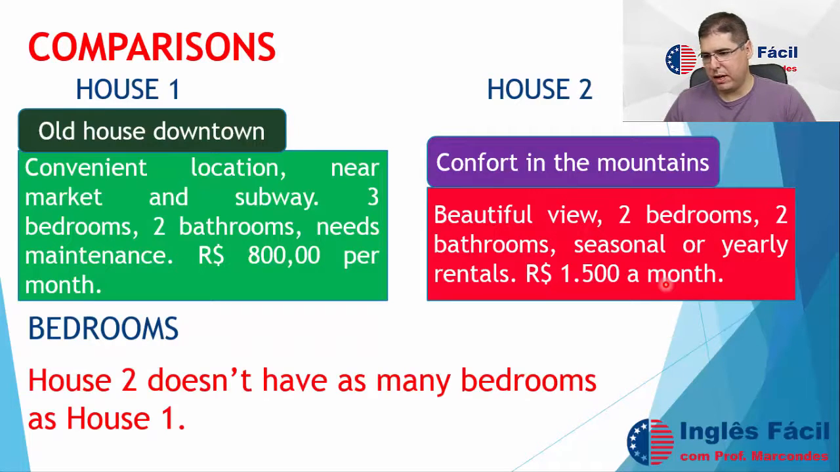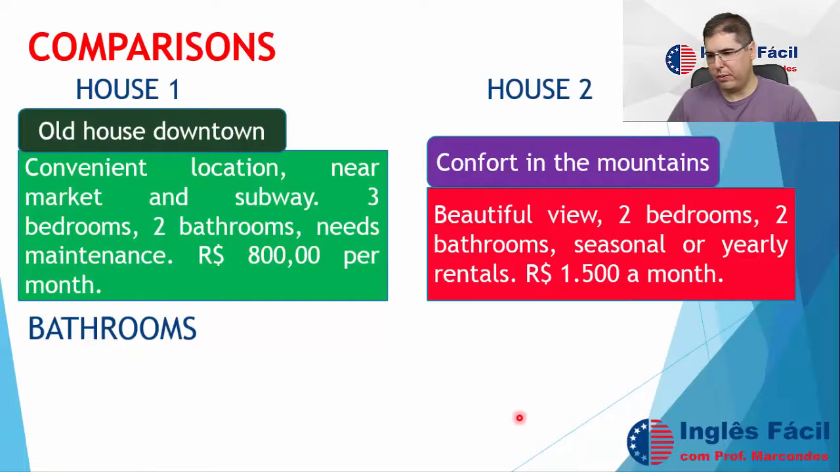Let's see the example. House 2 doesn't have as many bedrooms as house 1. So it's in the negative because they are different. And also we use as many as because bedrooms is a count noun. Okay, bedroom is a count noun.